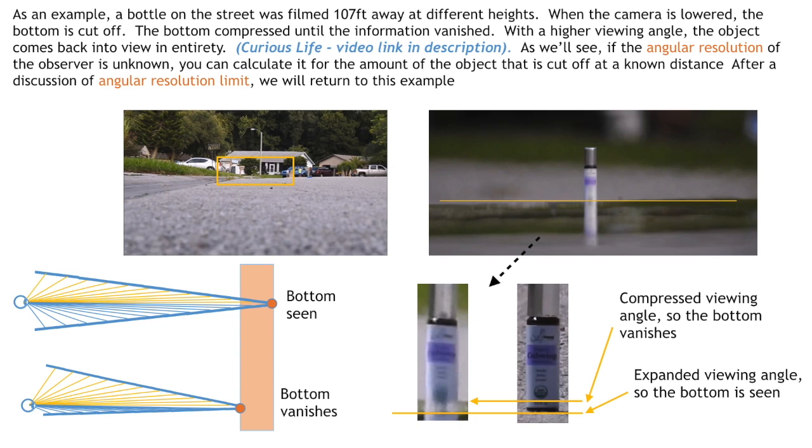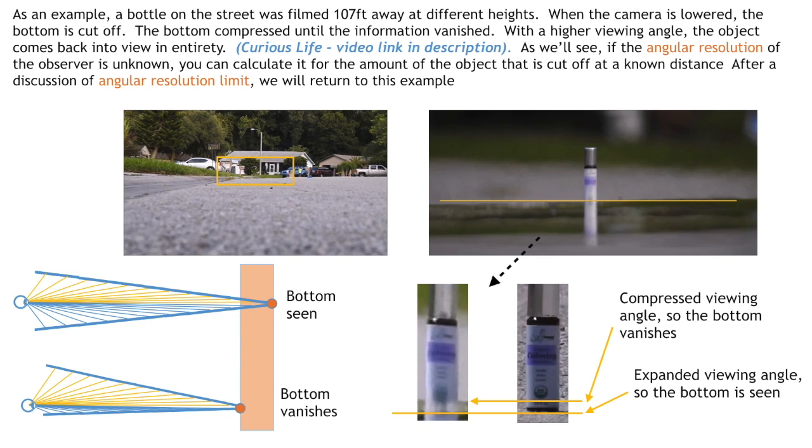As we'll see, if the angular resolution of the observer is unknown, you can calculate it for the amount of the object that is cut off at a known distance. After a discussion of angular resolution limit, we will return to this example. So again, we're showing that up higher, the bottom will be seen. The angles along the bottom are no longer compressed. Once we lower our eye height to view something along compressed angles, the horizon along the bottom is brought in closer to our eye, and the bottom will vanish while the top will remain.